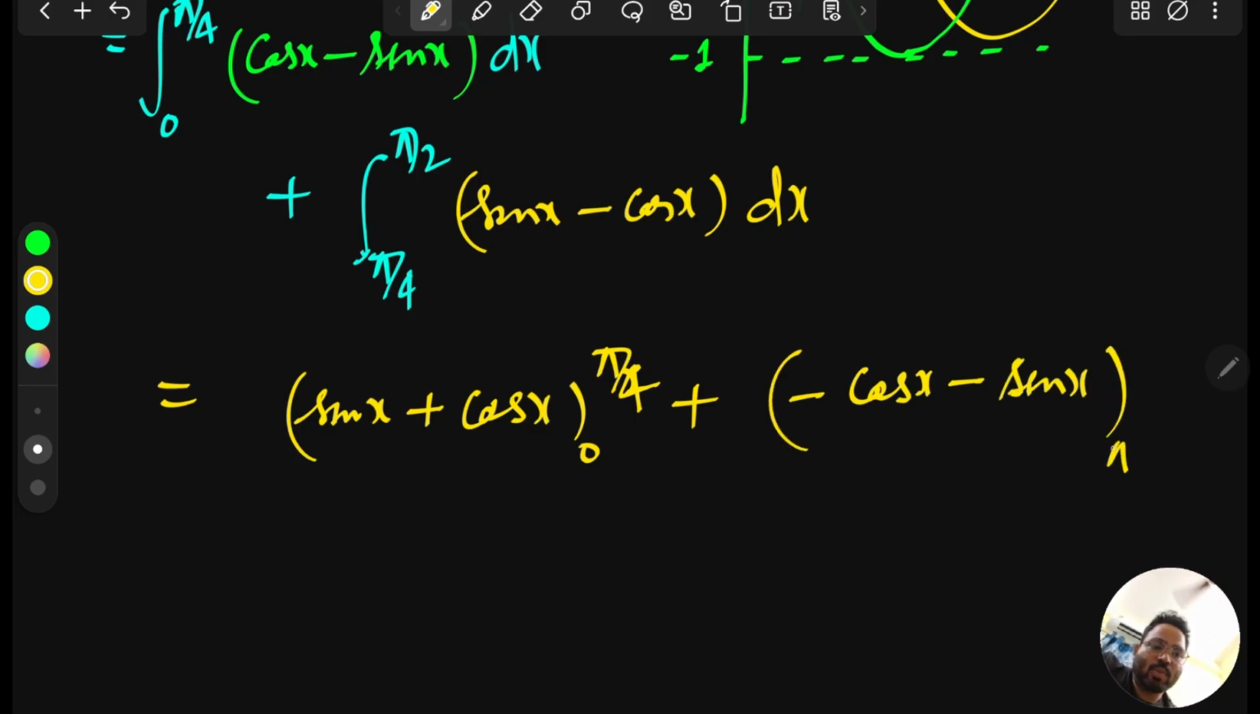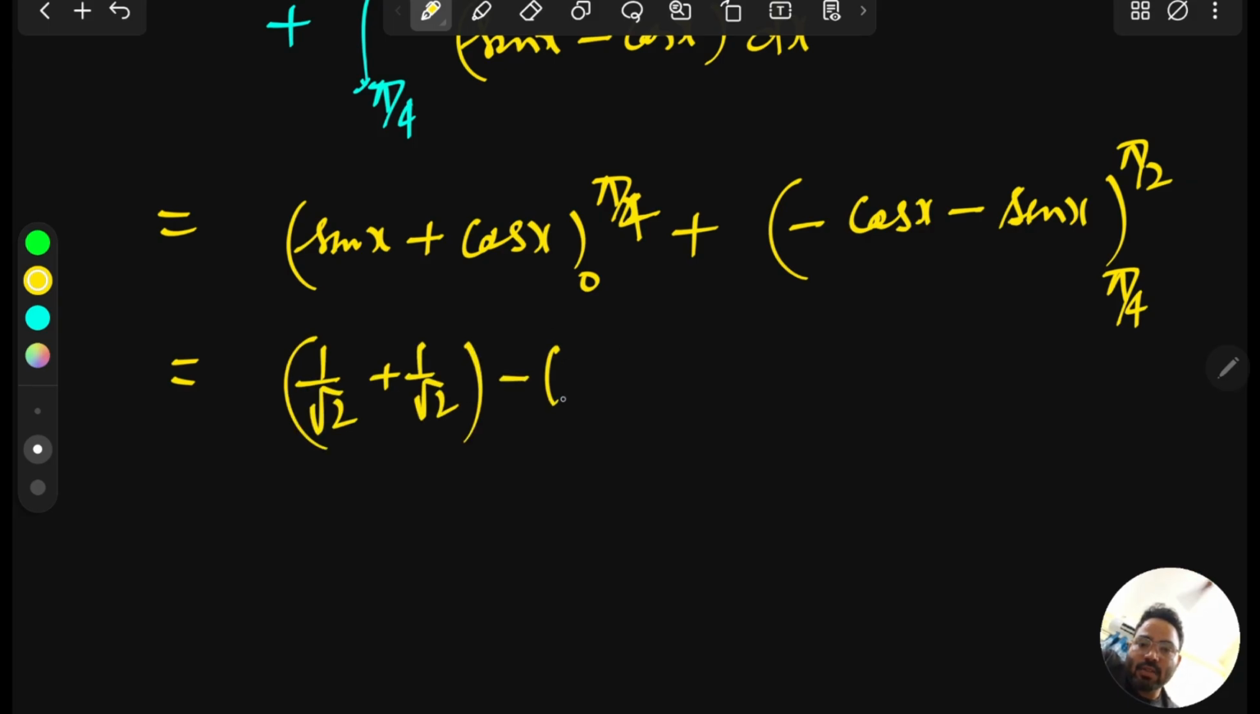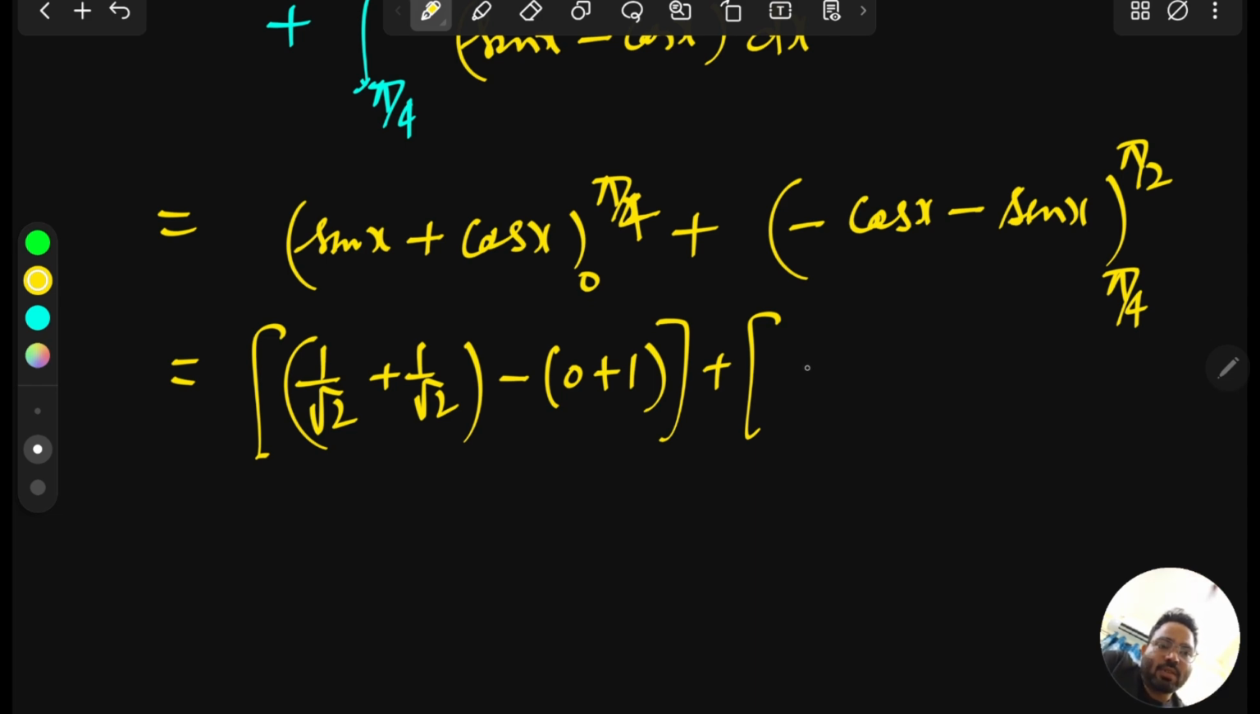Now put the values. Sin pi by 4 is 1 by root 2. Cos pi by 4 is also 1 by root 2, upper limit minus lower limit. Sin 0 is 0, cos 0 is 1. So from the first integral we get this value. Now come to this part. Sin pi by 2 is 1, cos pi by 2 is 0. So from the upper limit we get this.